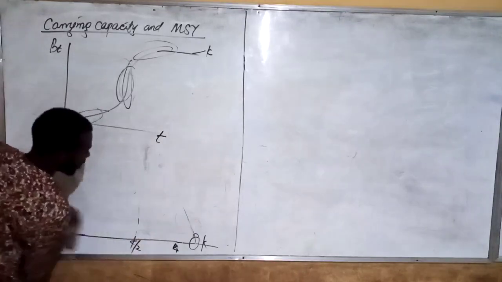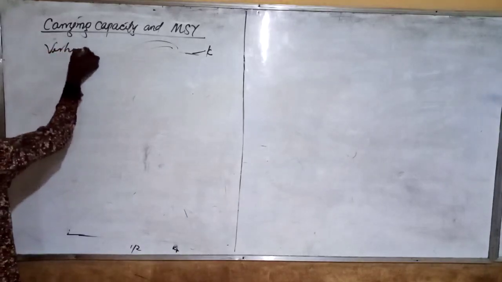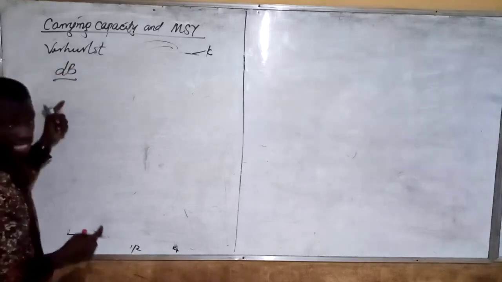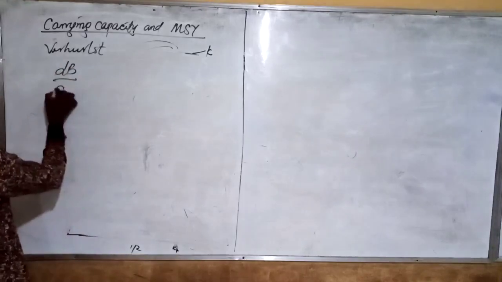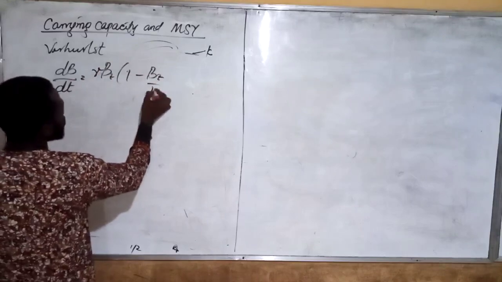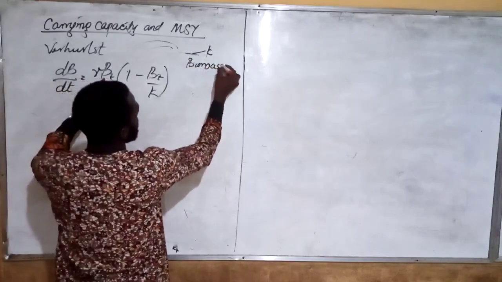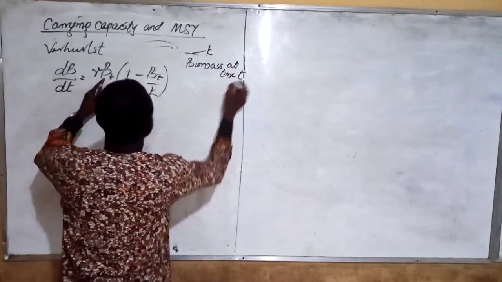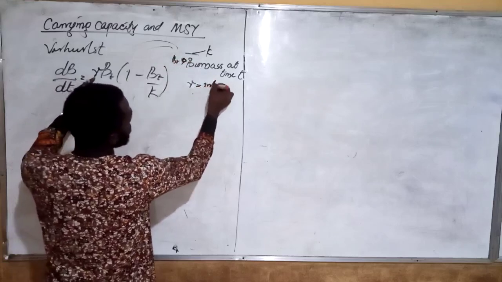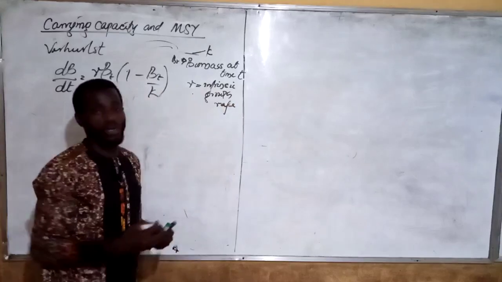Now, recall, according to the Verhulst equation, it said that dB/dt, or you say dN/dt, depending on what you're using, I'm going to be using dB/dt, is equal to R B sub t into bracket 1 minus B sub t over K, where B sub t represents the biomass at time t, while R represents the intrinsic growth rate. Recall that this intrinsic growth rate is peculiar for a particular population.